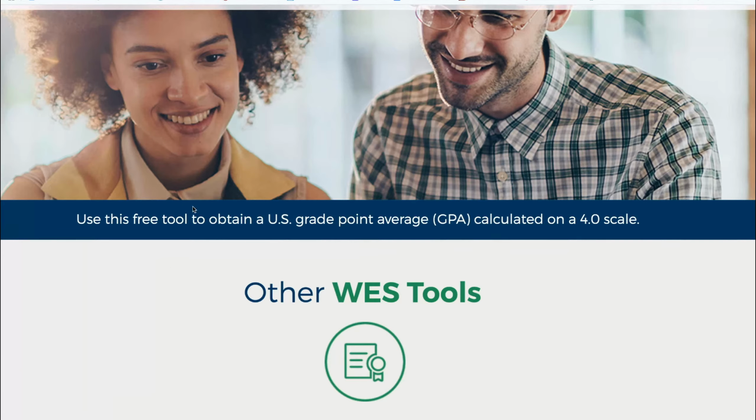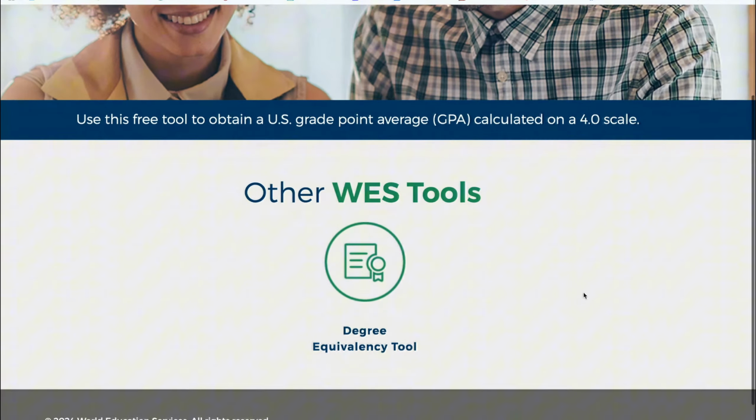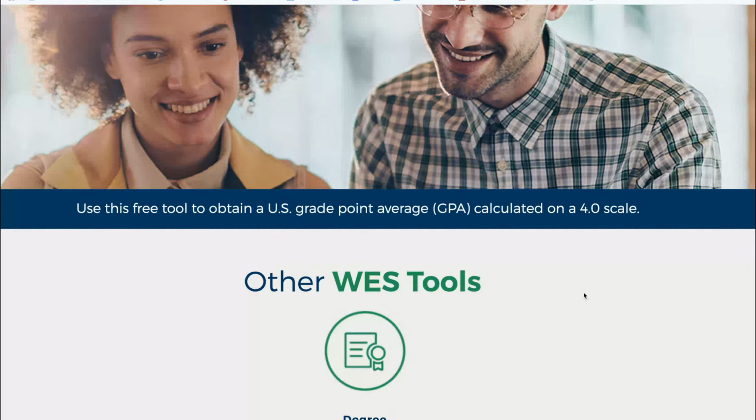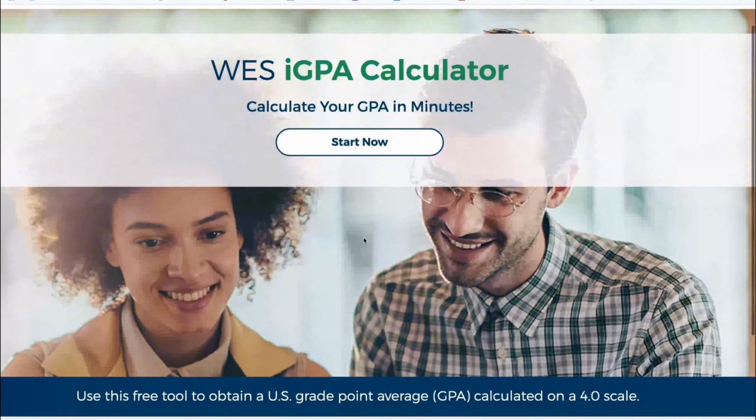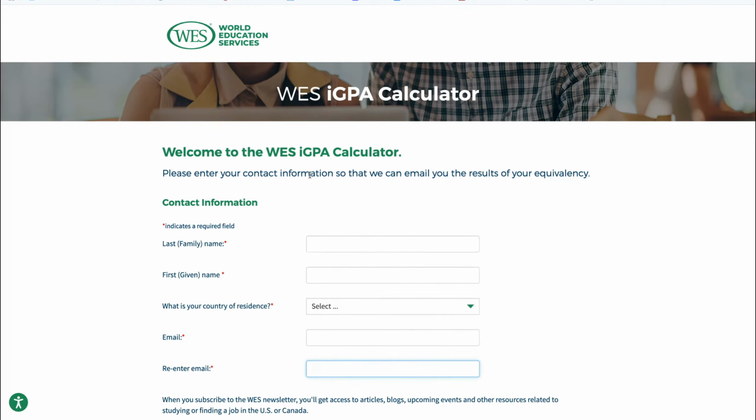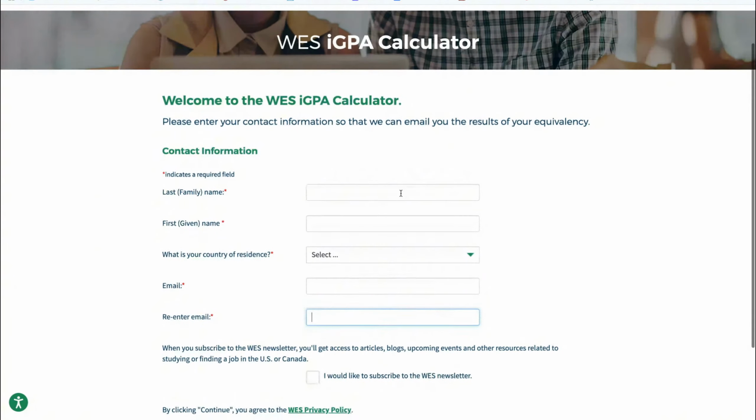And if you come to this place, you see that you can use this free tool to obtain a US GPA calculated on a 4.0 scale. All right, so you click on Start now. You can see it asks you to enter your contact information. This is where they will send the results to.